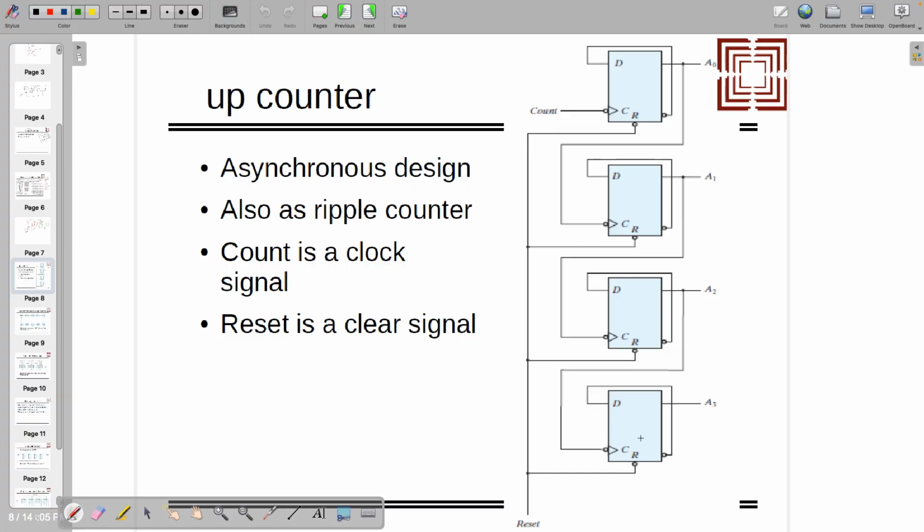So whenever I want to start my counting, first I want to keep all 0, right? If I want to keep all 0, then reset should be 0 over here because it's a negative logic. Bubble is there, so it requires 0 to be there to make A0, A1, A2 to be 0. All will be 0 at a time, right? Then you have to release this. When this will become 1, then and then you can start the counting.